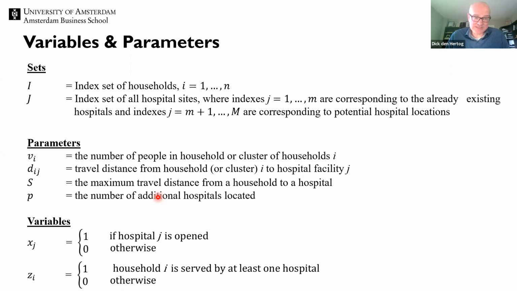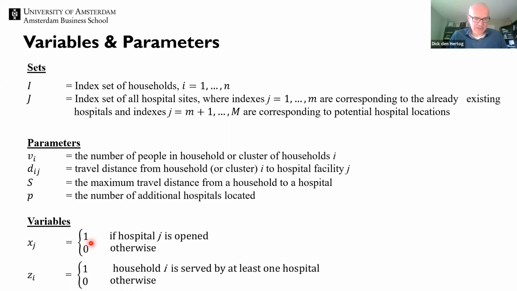So we have, of course, a set for the households, for the possible hospital locations, and we assume that we already have some existing ones. So the first 1 to M are the existing ones. We have a parameter V_i, the number of people in the household or the cluster of household location i, and the travel distance between household i and hospital j. S is the maximal travel distance, say 5 kilometers, and P is the number of additional hospitals that we can add.